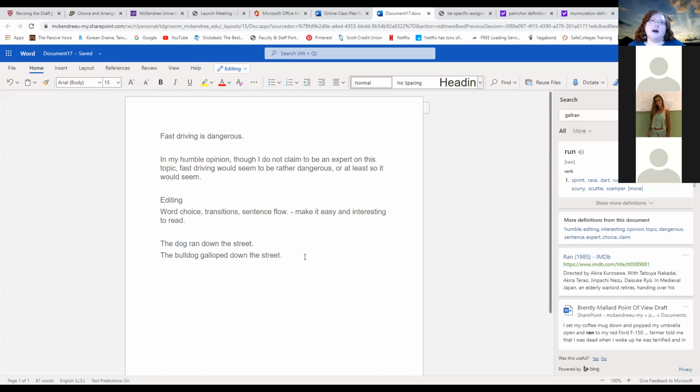Because there are nuances to these words, you know. Sprinting is slightly different from scurrying and racing and darting. So to get your ideas across most accurately, now you want to focus on the words that you're choosing. Okay? The bulldog galloped down the street, or sprinted, okay, or dashed. The bulldog was a blur as it sprinted down the street.